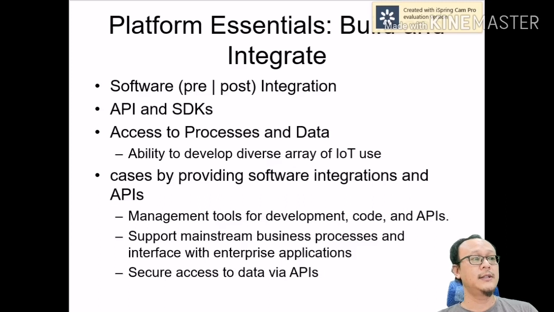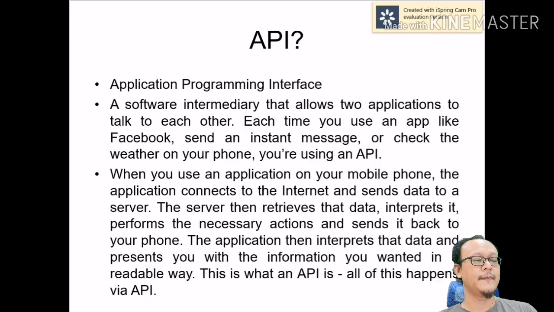The platform essential. There are few platform essential that you need to know. First is the build and integration. So the thing here is you need to know the API. So what is API? API is application program interface, a software intermediary that allows two applications to talk to each other. Each time you use an app like Facebook, send an instant message or check the weather on your phone, you are using an API. So API is the intermediary method to communicate between two applications.